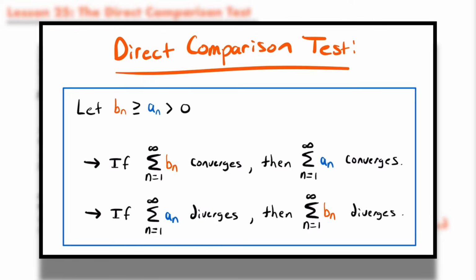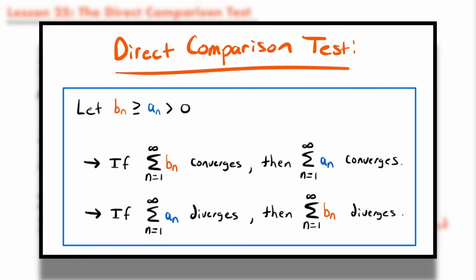Let's say that we have two sequences, b sub n and a sub n, where b sub n is greater than or equal to a sub n, and both of those sequences are greater than 0, meaning that both of the sequences have all positive terms. All right, so b sub n is the bigger sequence, meaning all of its terms are larger than a sub n, and a sub n would be the smaller sequence, all of its terms are smaller than b sub n.